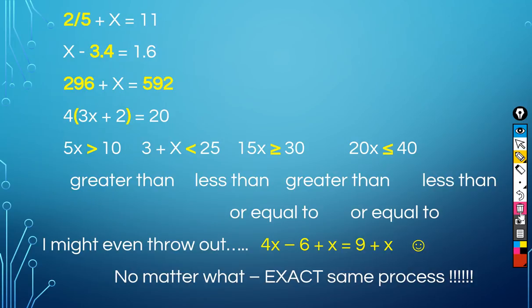So let's get a little practice reading these inequalities from left to right. This one right here, if I were to read it out loud, would be 5x is greater than 10. This one is 3 plus x is less than 25. 15x is greater than or equal to 30. And then 20x is less than or equal to 40. That's how you would read those from left to right.